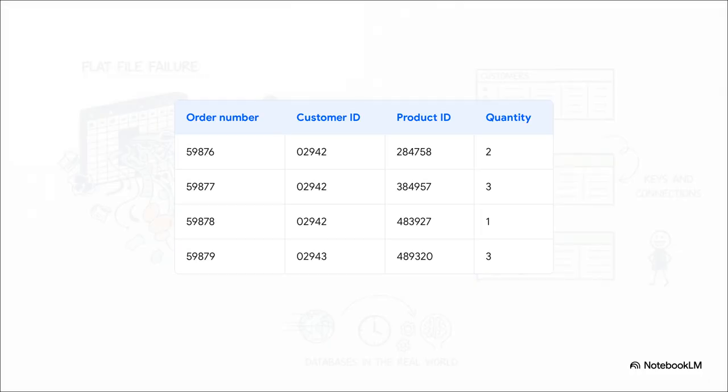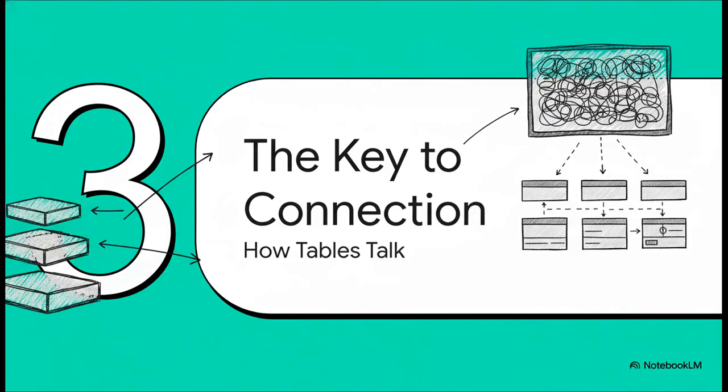And this is what that looks like in the real world. This is the new orders table. You can see, instead of repeating all the customer and product names, it just uses these unique ID numbers. So, customer 02942, we know that's Rebecca Johnson, and all her details are now stored just once in a completely separate customers table. Same deal for the products. And that right there is the secret to making everything so much more efficient. But wait a minute. You might be asking, how do these separate tables actually talk to each other?